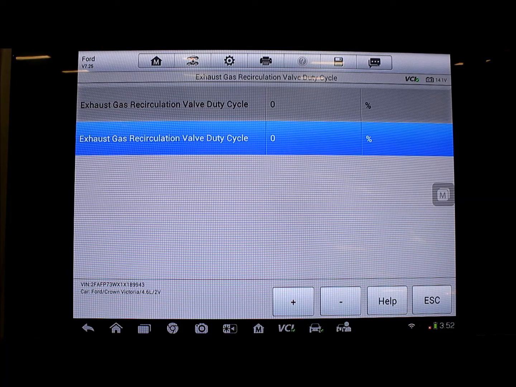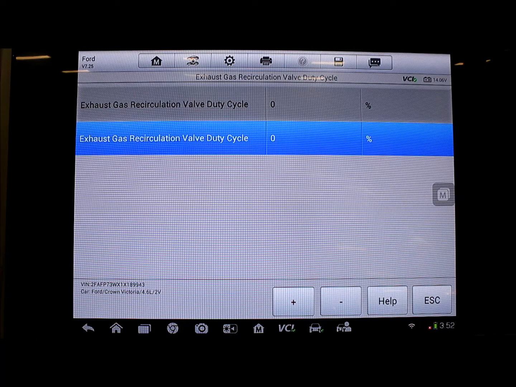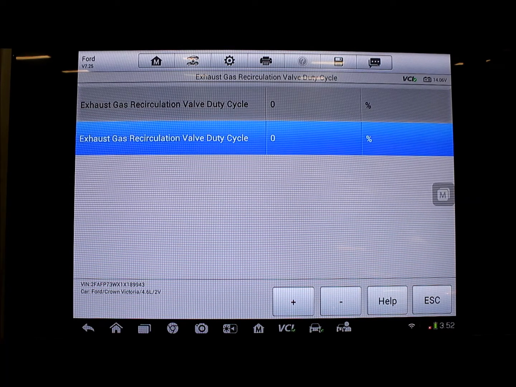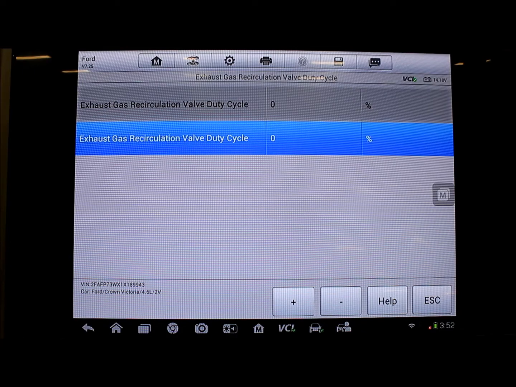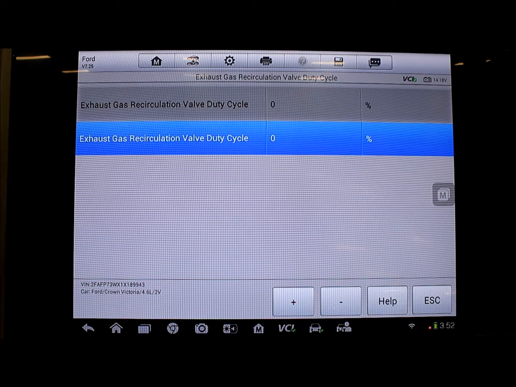If you had this solenoid on the bench and hooked battery voltage to it, it would just open, and if you took battery voltage away, it would just close. But the way the computer controls this particular solenoid is using something called duty cycle. Now, the duty cycle is a percentage of on time.